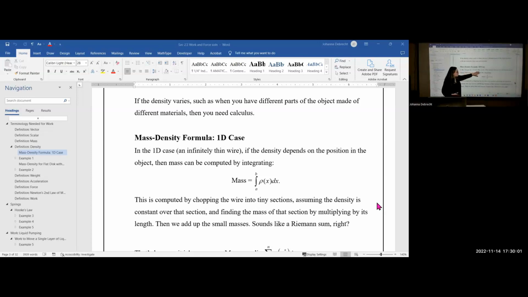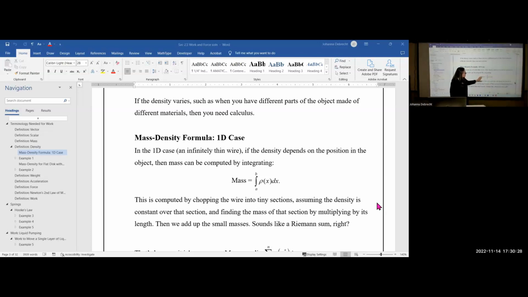So in this case, we're going to find that the density may depend upon the position in the object. If that's the case, in other words, one end of the wire is made of aluminum and the other end of the wire is made of, I don't know, tungsten or something like that, so that the composition of aluminum and tungsten is varying across the wire, then the density is also varying across the wire.